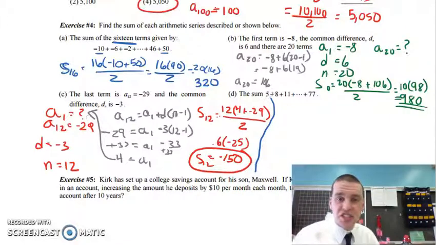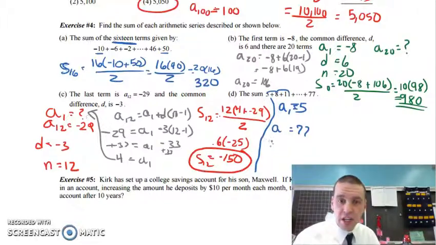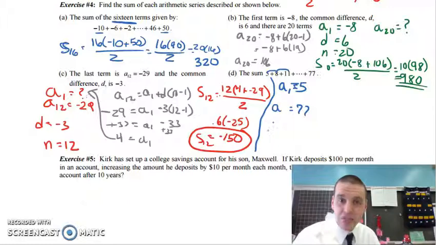D, the last one, the sum of these terms. Well, the nice thing is that we have our first term, 5. We also have our last term, 77. What we don't know is how many terms there were. And so we've got to figure this out. Well, we know that to go from 5 to 8 is 3, 8 to 11 is 3. And so what we're going to do is plug in to the formula 77 equals 5 plus 3 times n minus 1. Our last term equals our first term plus the difference times n minus 1.